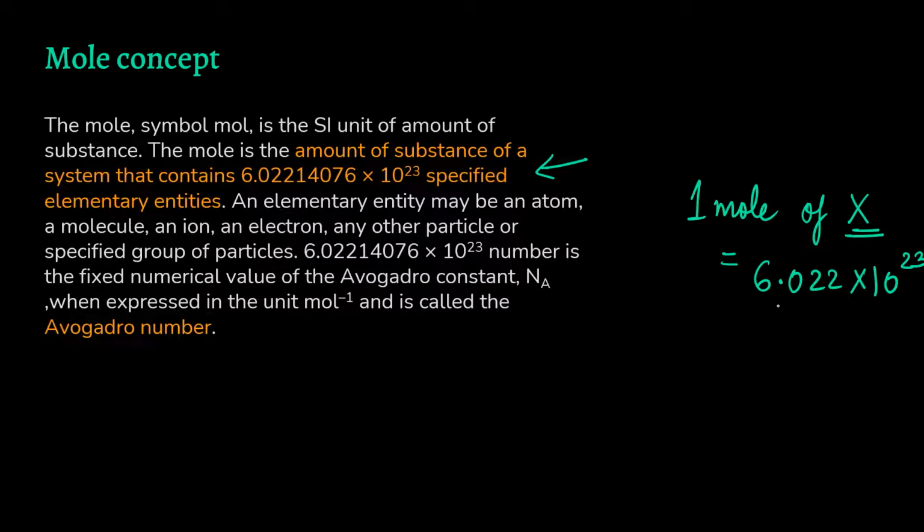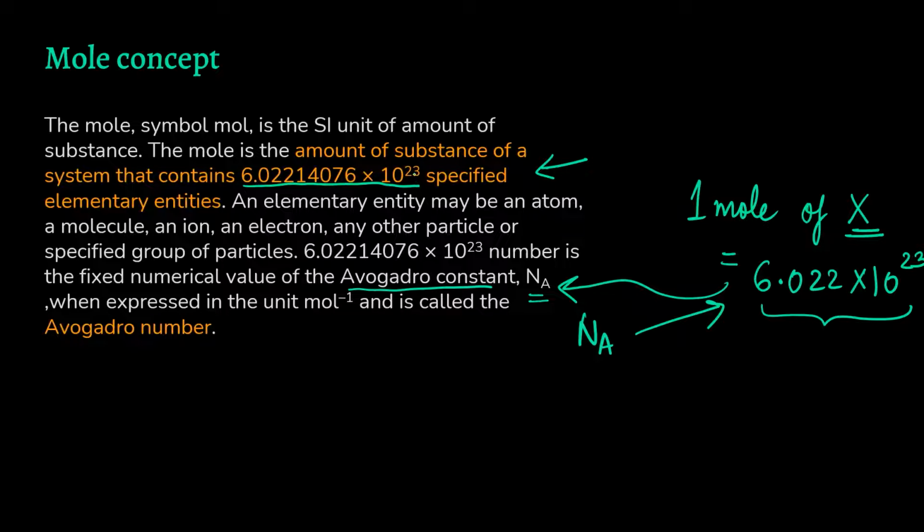This is a very important special number in chemistry. We call it the Avogadro number, and we represent it with the symbol Na. So what is Na? Na is the Avogadro constant. The value of Na is 6.022 into 10 to the power 23, basically just a simplified version of this huge number that you had here. So that is the Avogadro number.